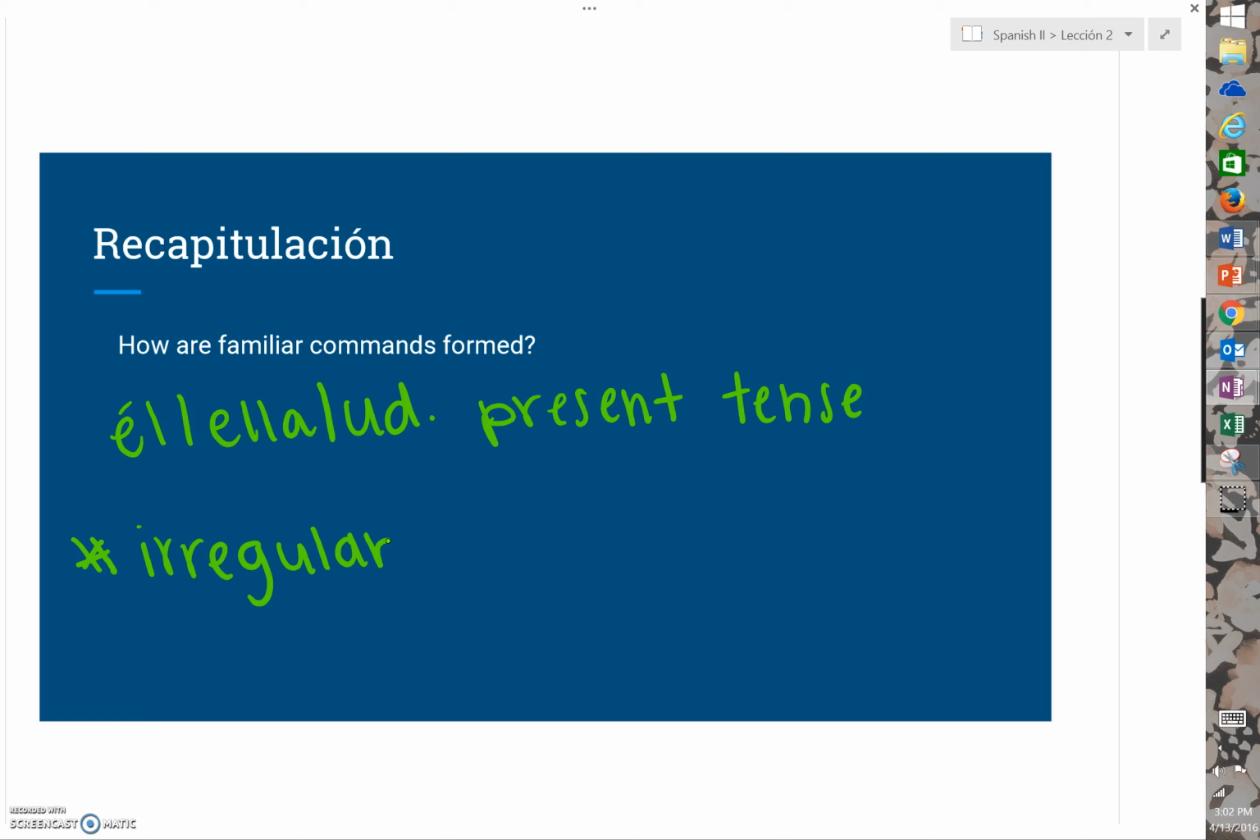At this point, you should be able to conjugate and form affirmative tú commands on your own. We are going to practice together in class tomorrow. Make sure you study those irregular verbs. Know their infinitive, know what their command form is.